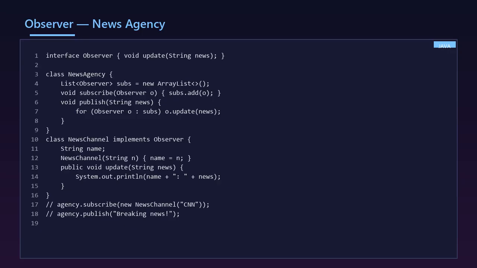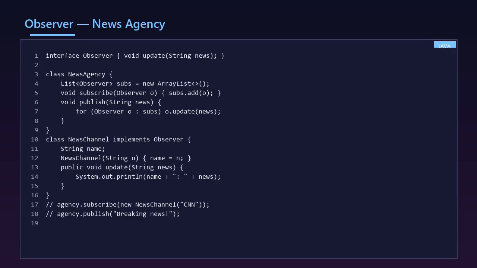Here's the news agency example. Observer interface has one method, update. News agency is the subject, it keeps a list of subscribers. When you call publish with some news, it loops through all subscribers and calls update on each one. News channel is a concrete observer, it prints the news with its channel name. Subscribe CNN and BBC. Publish breaking news, both channels receive it automatically.